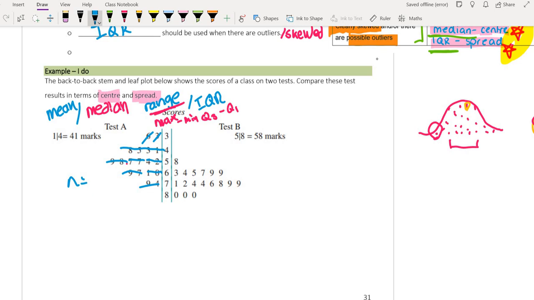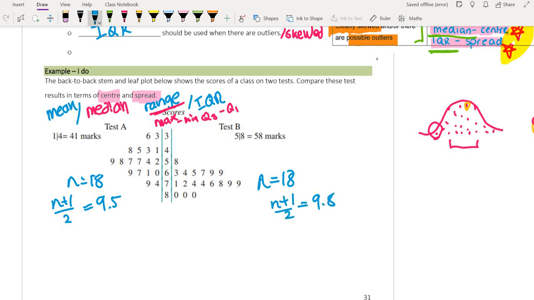So the number for here is 18, and let's just count how many there are over here as well. We've got 3, 4, 6, 8, 10, 12, 14, 16, 18. So 18 here as well. Now we know there's 18 for each one, we can use our median formula, which is (n plus 1) divided by 2. So that's 19 divided by 2, which is 9.5, and that's the same on both sides because they both have 18. So that's the location of your median.